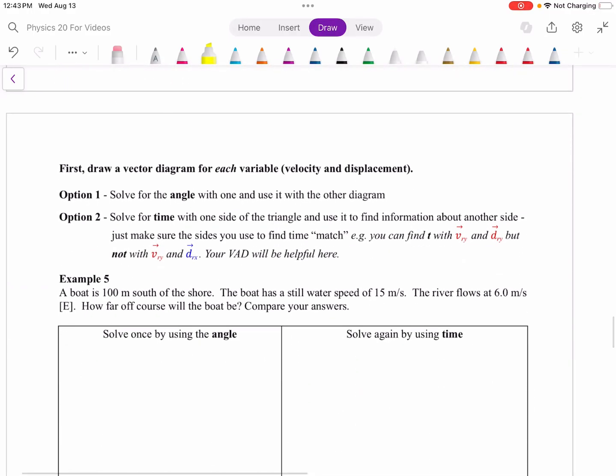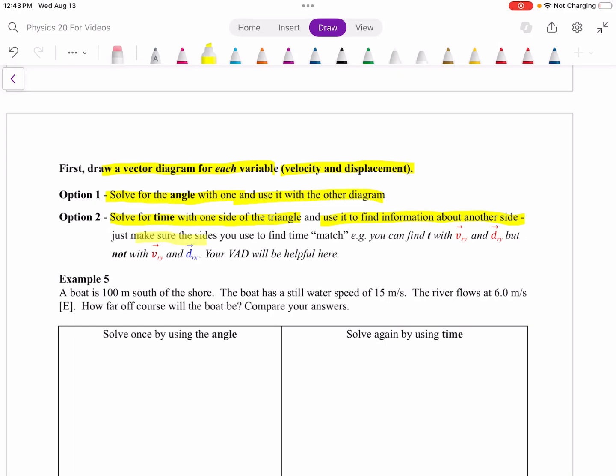Okay, we're going to draw our diagram for each variable now because we're going to have to think about velocity and displacement for most of these. And then depending on the problem, there's kind of two ways you can go, right? Sometimes one is easier, sometimes it's just a matter of preference. But you can either solve for the angle with one and use it with the other diagram. Sometimes that's not always an option, so you have to go with option two. Option two being you can solve for time with one side of the triangle and then use it to find information about another side.